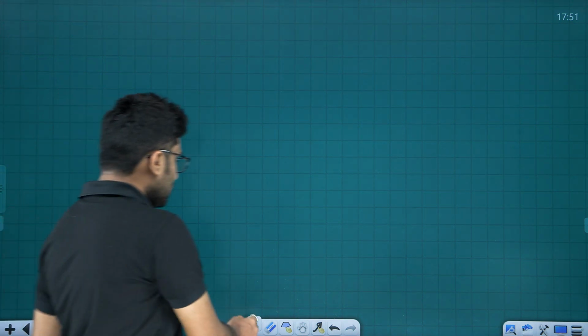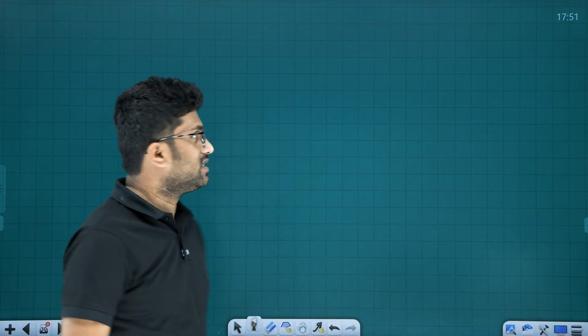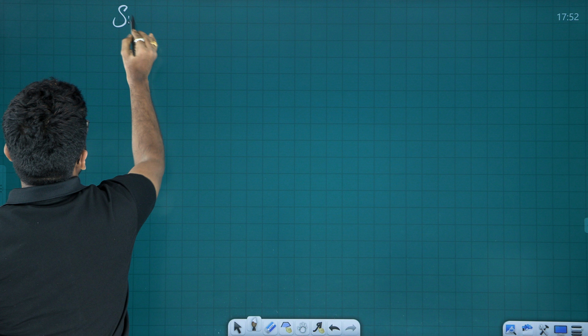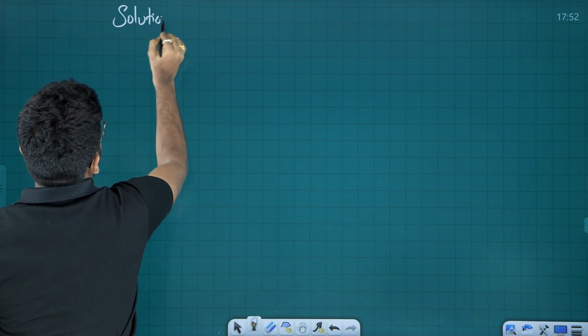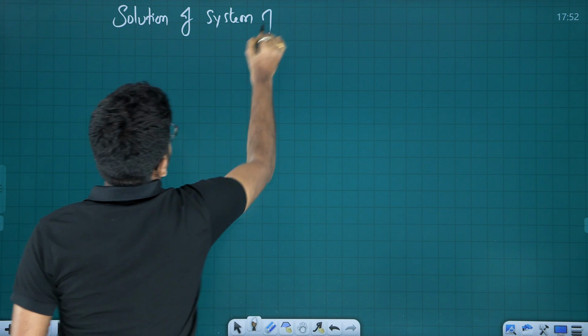Next we'll go with the most important and the last part of determinants, that is solution of linear equations. Solution of a system of linear equations.